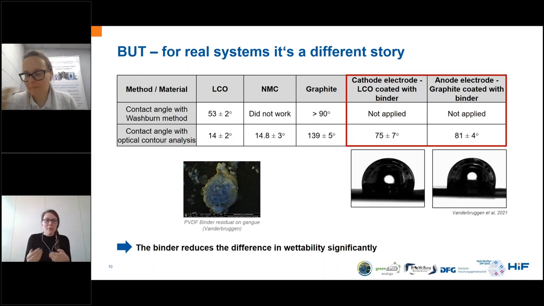So the binder makes the more hydrophilic particles more hydrophobic, and the more hydrophobic particles more hydrophilic. And this really is a problem. So one really crucial step for the flotation is the pre-processing to remove the binder. Otherwise, yeah, this will not work. But of course, there are also other challenges.